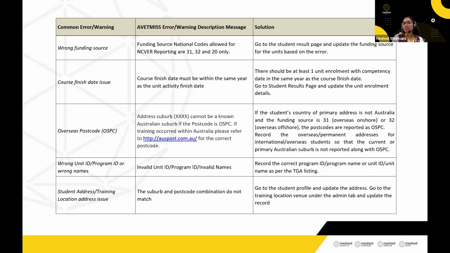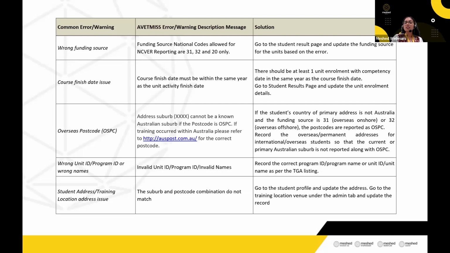Next, we have the incorrect unit code, program ID, or incorrect unit names or program names, which do not match with TGA. So if you see any sort of these errors in your subject or program, then you know that the data in RTO Manager is not matching what TGA contains. Then you have to go to the course manage page or the manage unit page in the system and update the IDs and the names respectively.